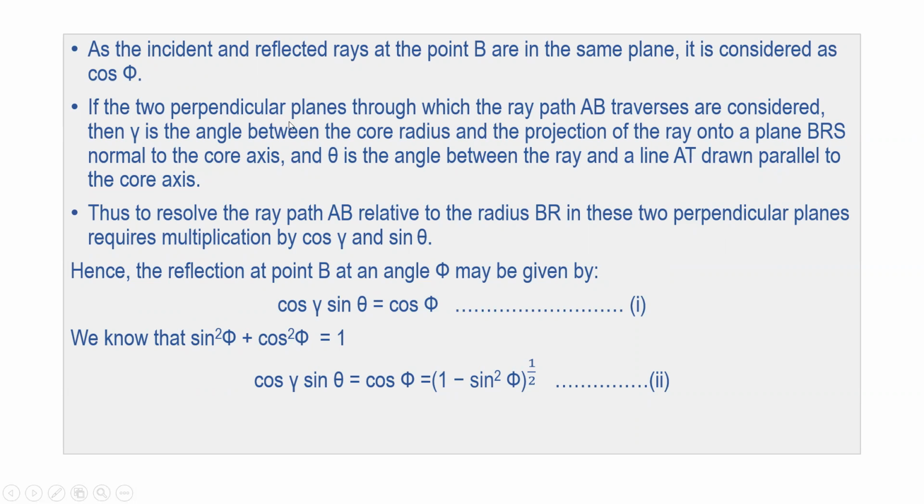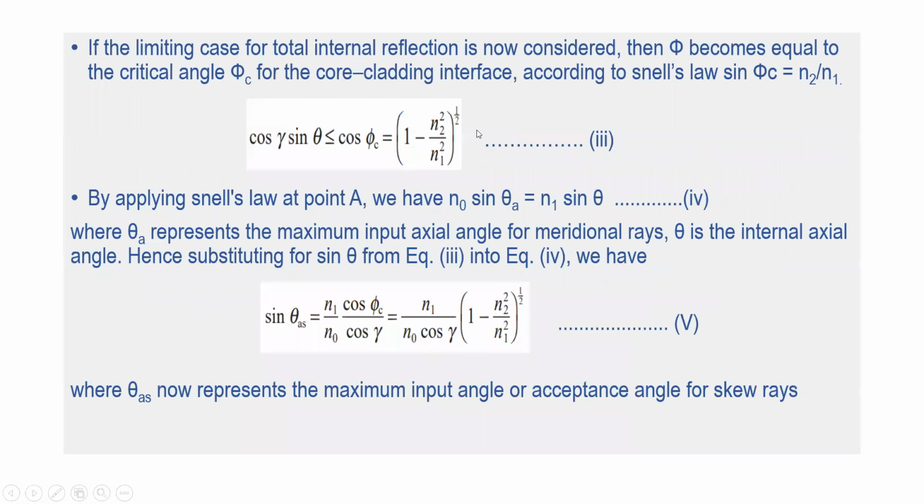If the two perpendicular planes through which the ray AB path traverses, then phi becomes equal to the critical angle phi c for the core-cladding interface. According to Snell's law, sin phi c can be written as the ratio of the refractive index of cladding to the refractive index of core. Here, generally, Snell's law is identified as the product of refractive index with the sine of the angle of incidence equal to the refractive index product with the sine of the angle of reflection.